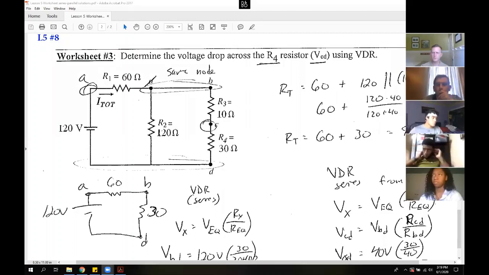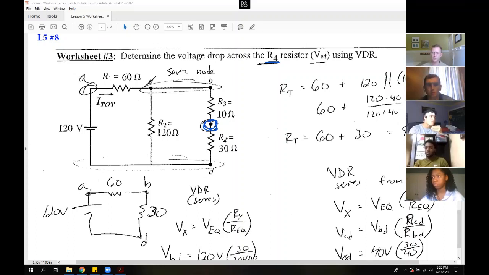So if we are using VDR to solve this one rather than CDR, then if we think that we need series elements in order to use VDR, then what we're doing here first, if we're trying to get to R4, right, that's the goal. Well, what is in series with R4? There's one node exclusively shared. Only 3 is in series with 4, right? Otherwise, there's this other parallel element. So I have to use VDR two times.